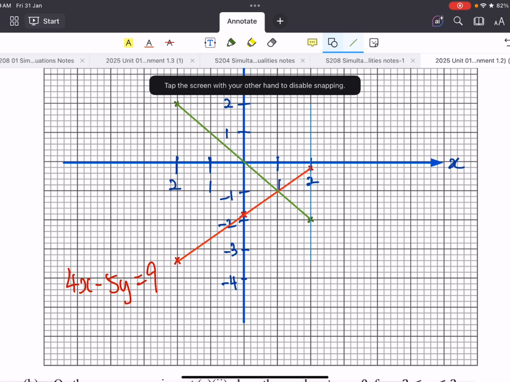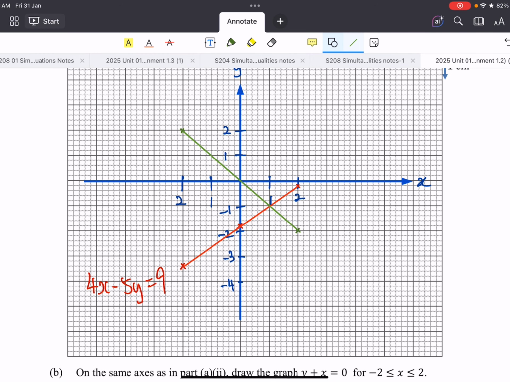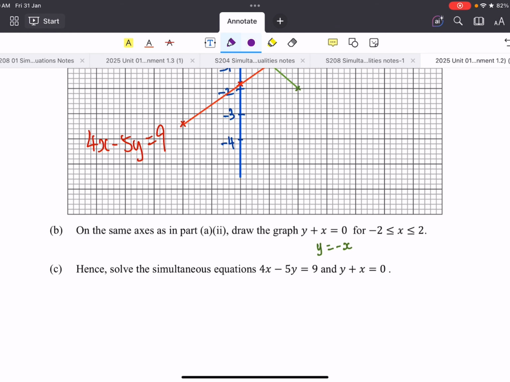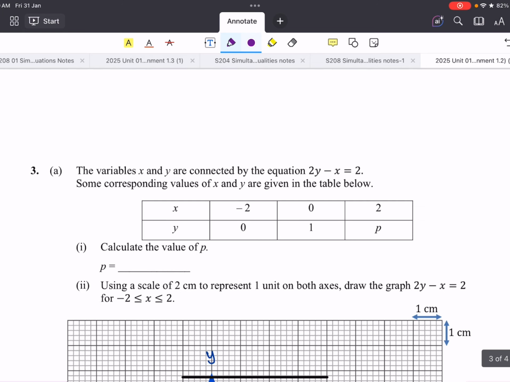Okay, there we go. When we do this, we can see quite clearly that the intersection point is at 1, negative 1, right? So from here, let's change the color for clarity. Hence, to solve this simultaneous equation, the solution is x equals 1, y equals negative 1. Okay, so got that. Let's move on to the next one.